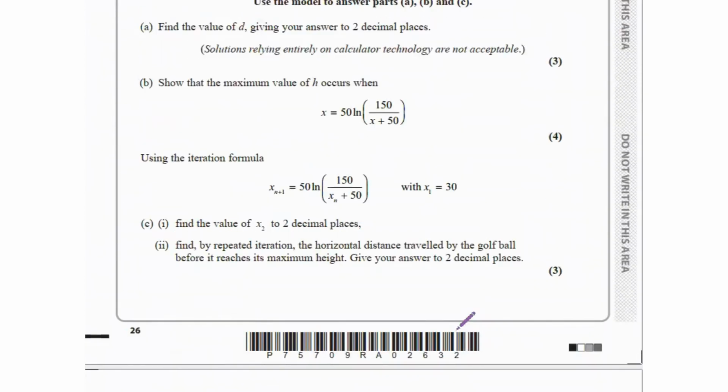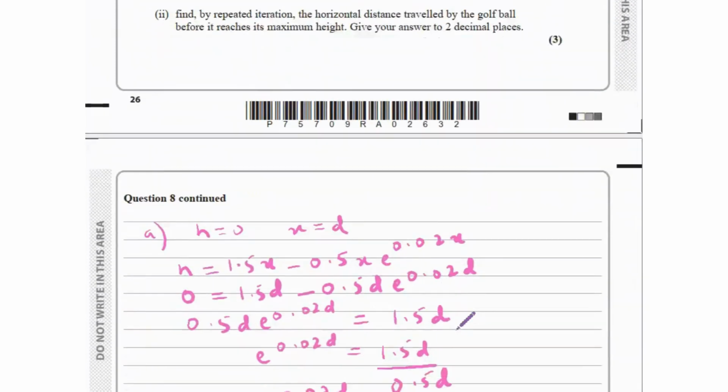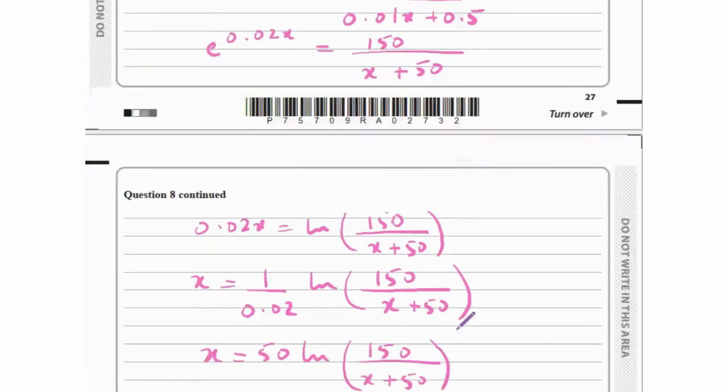Then it says using the iteration formula x n plus 1 equals 50 ln of 150 over x n plus 50, where x1 is 30, we have to find the value of x2 to 2 decimal places, and then find by repeated iteration the horizontal distance traveled by the golf ball before it reaches the maximum height, giving the answer correct to 2 decimal places.